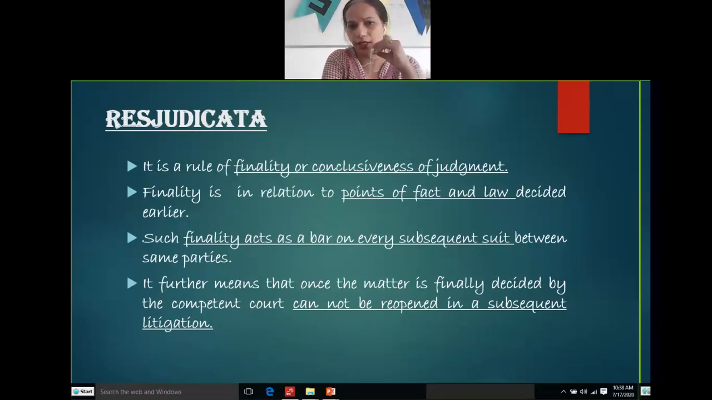इसीलिए अगर res judicata के भी concern से हम ऐसा बोलते हैं कि भाई judgment जो है वो finality and conclusiveness होना चाहिए, there should be finality so far as the points of fact and the points of law or issue of facts and the issue of law is concerned. The finality act must bar every subsequent suit between the same parties, but again it is important that the particular order or the judgment must be given by the competent court, and once it is given by the competent court, then in that case it cannot be reopened in the subsequent litigations.